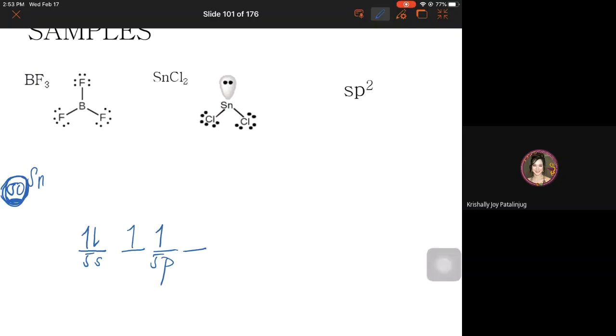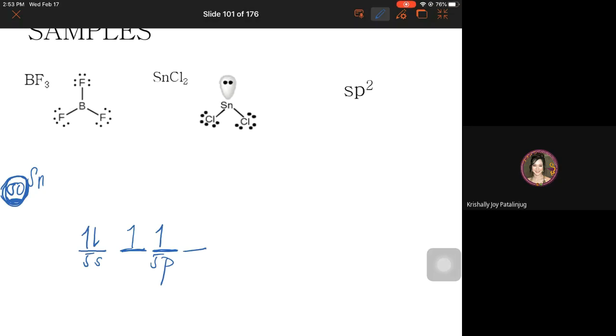Two are in 5s, then the other 2 are singly distributed in the 5p orbital. So, if we look, only two orbitals are half-filled. Right? Only two half-filled orbitals. So the same approach applies: we need hybridization. We need to mix pure atomic orbitals to form a new set of hybrid orbitals.